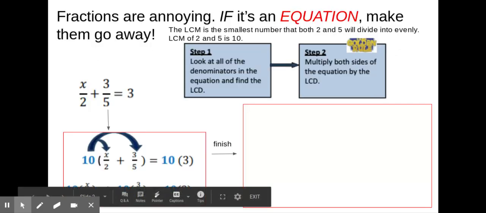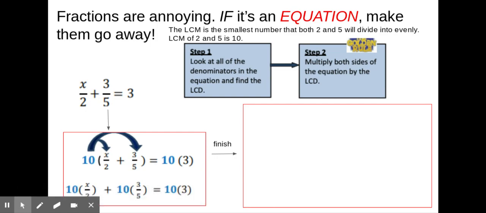We all know that fractions are annoying. However, if it's an equation, and only if it's an equation, we can make those fractions go away by using the LCM, the least common multiple, or in this case, because they're fractions, the least common denominator, the LCD. All we need to do is find a number that both 2 and 5 divide evenly into. That's called the LCM, and in this case, it's 10.